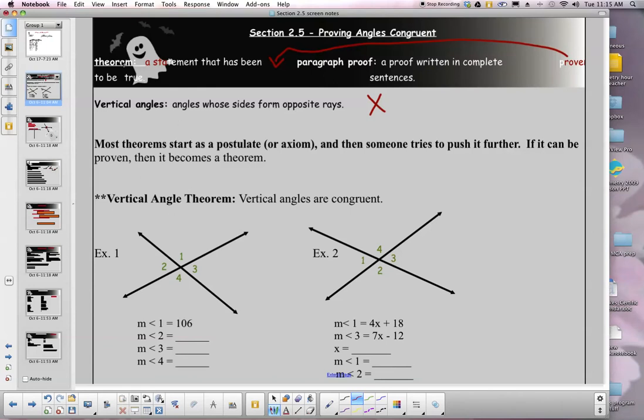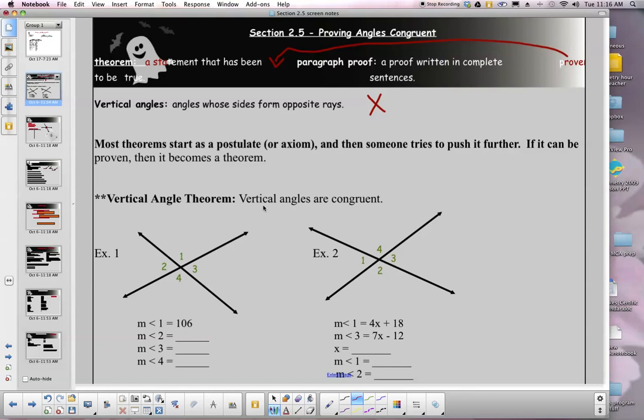The reason we needed to start talking about theorems is because our very first theorem is about vertical angles. Theorems usually start as a postulate, or remember, postulates don't have to be proven true. Everybody just accepts them as true. And then somebody says, well, what about this? Or what about this? And then they take it a little bit further, and then other people are like, no, I don't know if that's true. That better be proven. So then it becomes a theorem once it's proven.